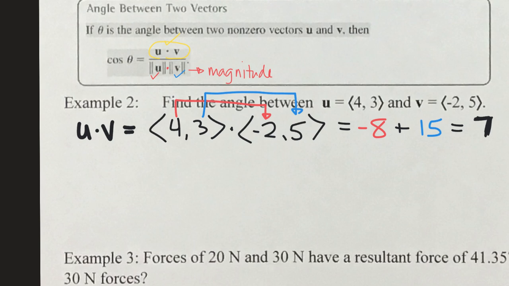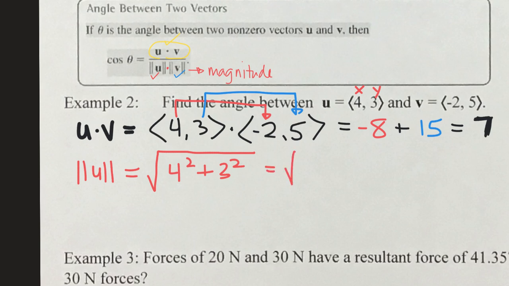Okay, now let's find our two magnitudes. The magnitude is always found by the Pythagorean theorem, the square root of 4 squared plus 3 squared, right? So it's your x term and your y term. Square root of x squared plus y squared is, let's see, 16 plus 9. 16 plus 9 is 25. The square root of 25 is 5.